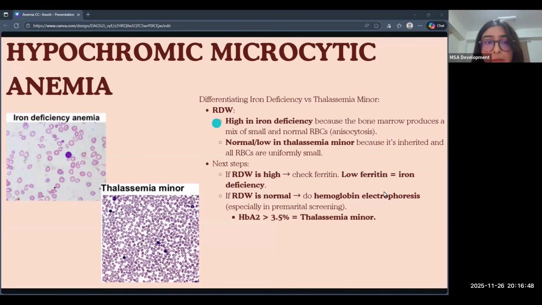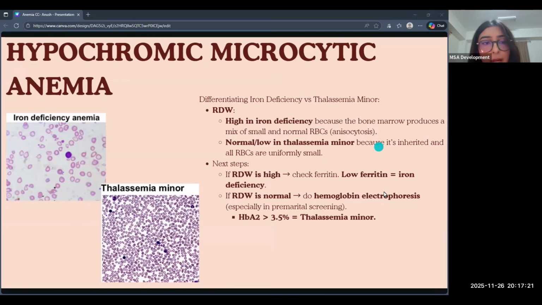You look at the RDW. I said RDW is size variation, right? So RDW is going to be high in iron deficiency anemia. Why? Because the bone marrow will produce a mix of small and normal RBCs. In iron deficiency anemia, iron levels start dropping gradually, right? There are stages to this. At first, the bone marrow is making normal-sized RBCs. As the iron gets lower and lower, it starts producing smaller microcytic RBCs.